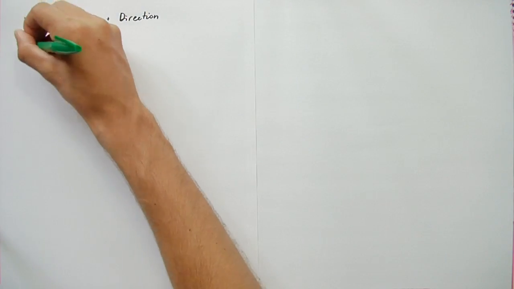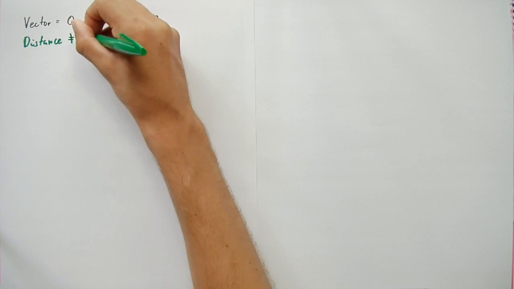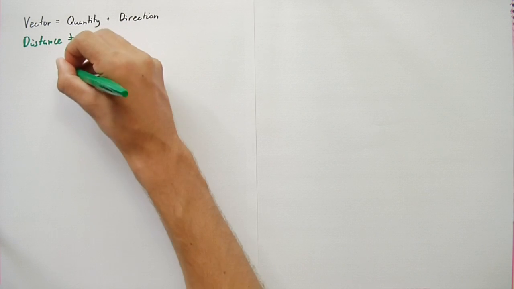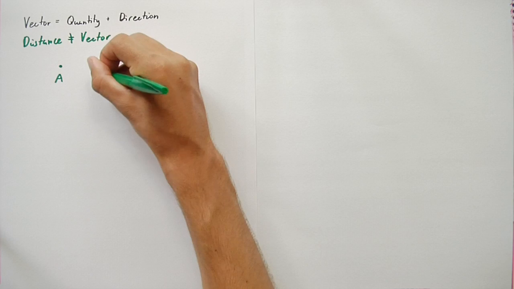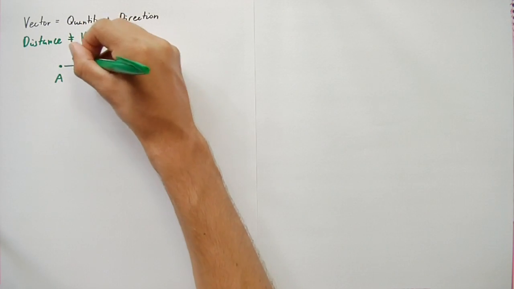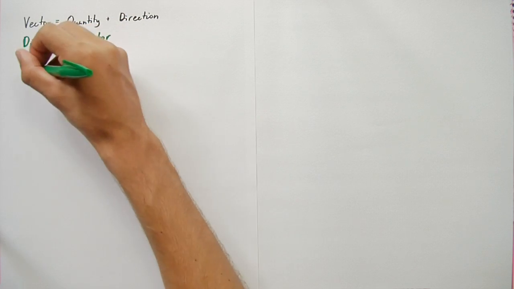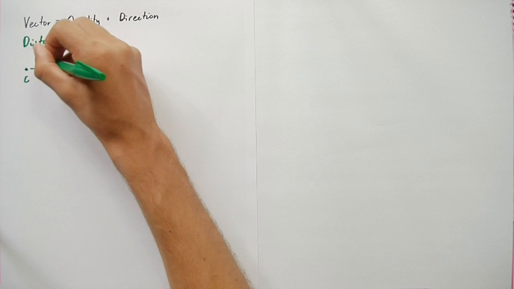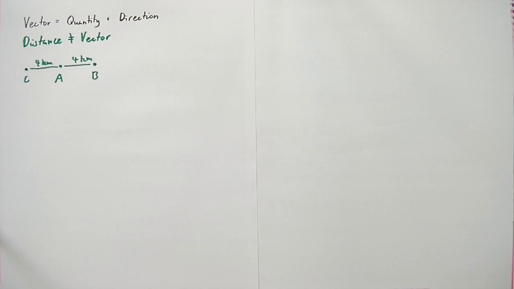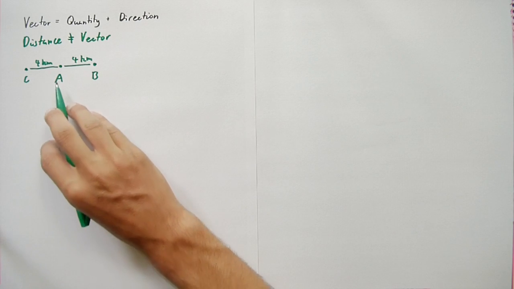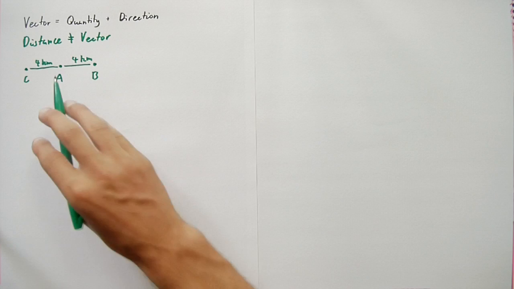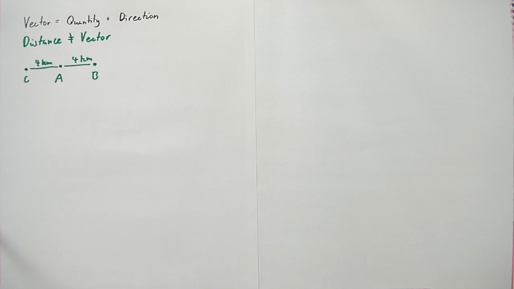Well, a vector is simply a measure of a quantity and a direction. For example, distance is not a vector, because when we measure the distance between two things, we have a quantity, but we don't take into account which direction one thing is relative to another. For example, if I have 3 points, A, B, and C, which are 4 kilometers apart like this, then the distance from A to C is the same as the distance from A to B, which is 4 kilometers. However, C is clearly to the west of A, while B is to the east. So while the distances are the same, the directions are not, and that's why distance is not a vector.